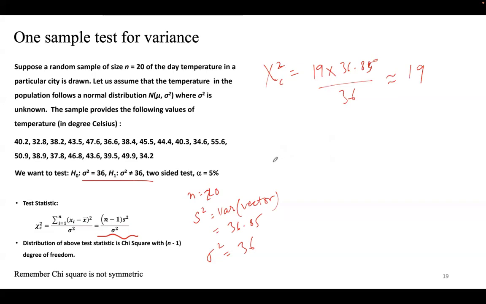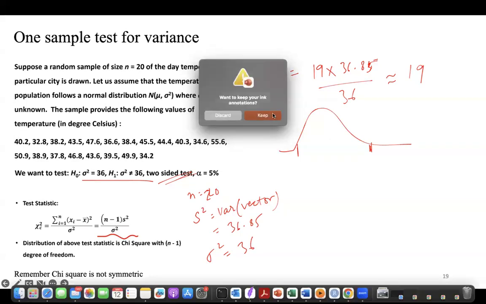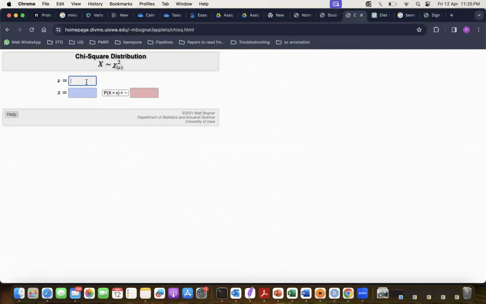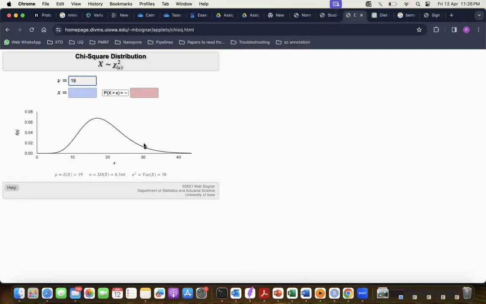Now what we want to do is a two-sided test. But remember that chi-square is not a symmetric thing. Chi-square looks something like this, and it's no longer about 0. So now we know the degree of freedom is equal to 19. This is what it looks like. What we are going to do is split this.